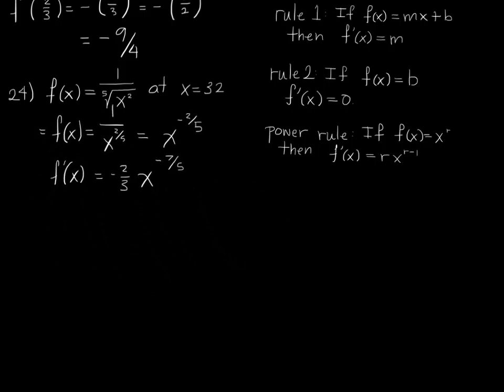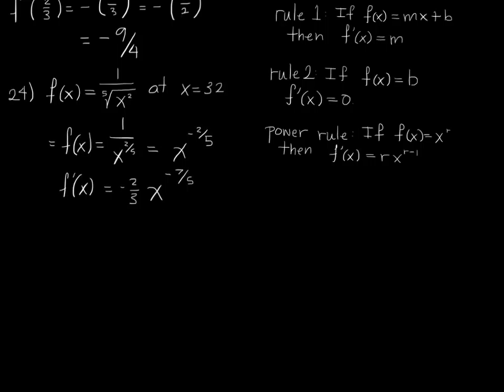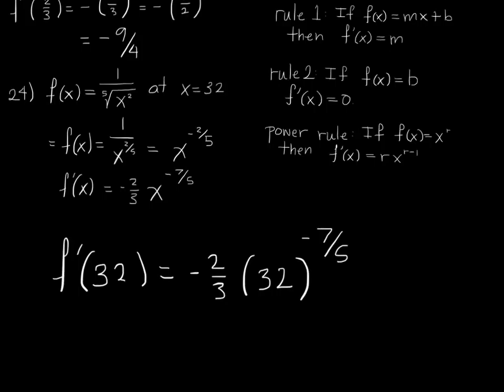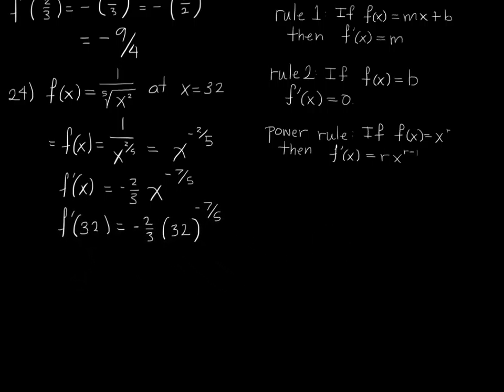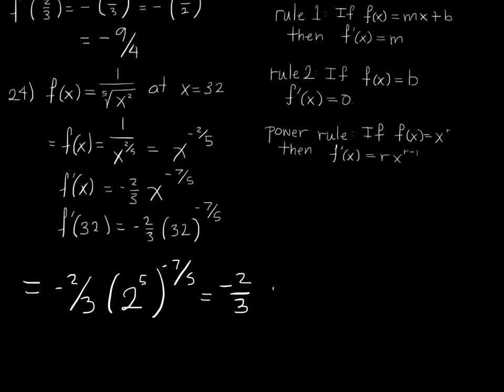All right, now all we have to do is evaluate this at the point 32. So plugging in 32 into the function, we get negative 2/3 times 32 to the negative 7/5. Now all we have to do is recognize that 32 is 2 to the 5th, and we end up with negative 2/3, 2 to the 5th, to the negative 7/5, which cleans up nicely. The 5 and the 1 over 5 cancel to give us 2 to the negative 7, which is 1 over 128.